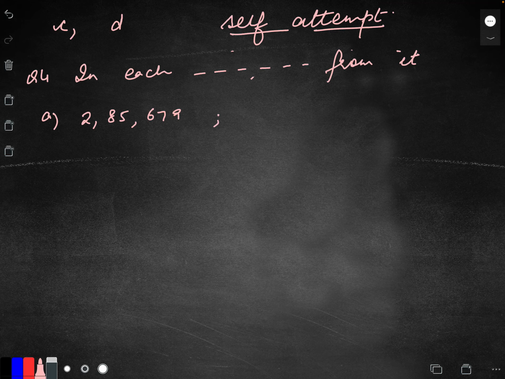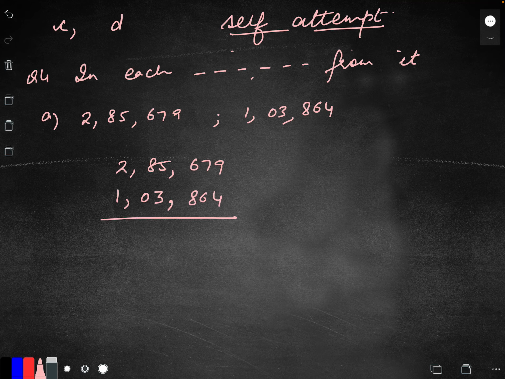2,85,679 and 1,03,864. Bigger number is 2 lakhs. Smaller number is 1 lakh. You remember chapter 1? We check the bigger and the smaller from the biggest place value. Now keep on subtracting. You have to borrow. And that's it. 1,81,815 is your answer. Let us do the B part.